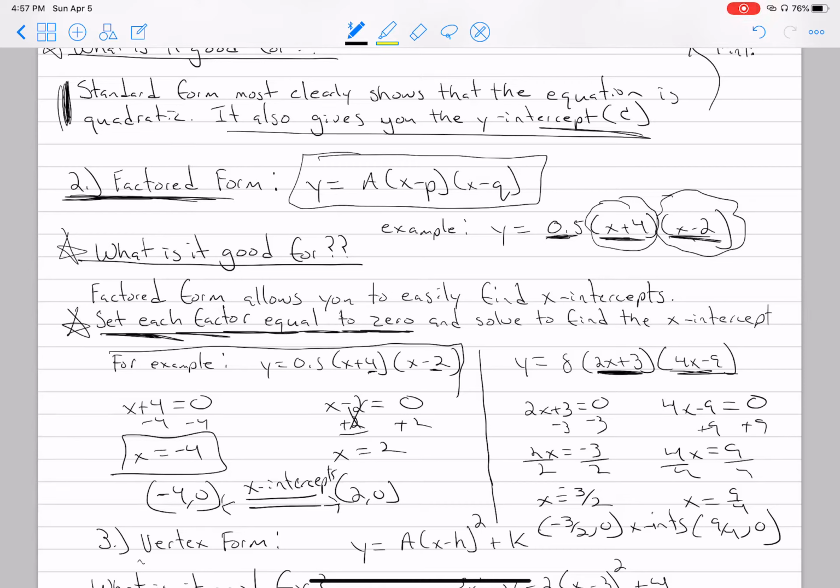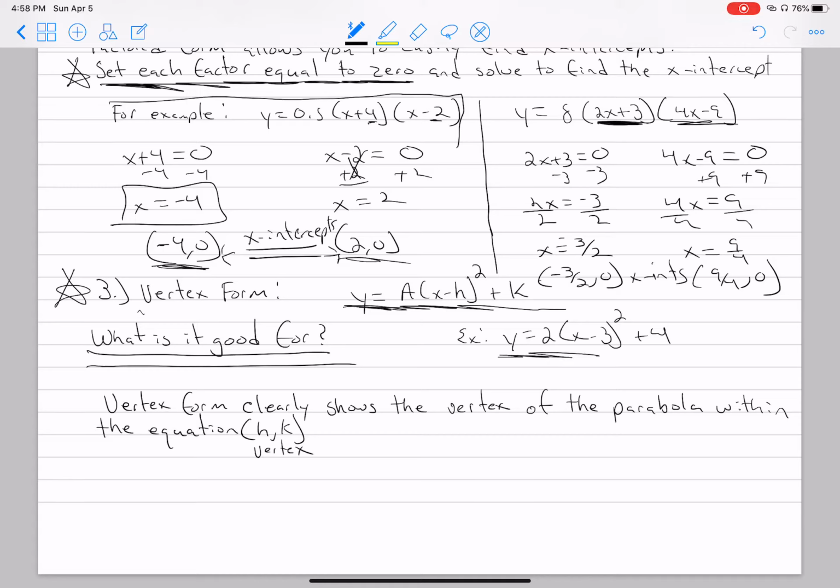All right, let's go to our last form, form number 3, vertex form. The generic version of this is y equals a times x minus h squared plus k. So for example, y equals 2 times x minus 3 squared plus 4. Now, take a crazy guess. What do you think vertex form is good for?